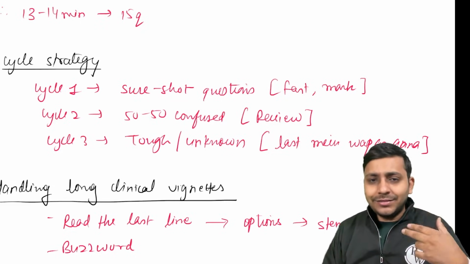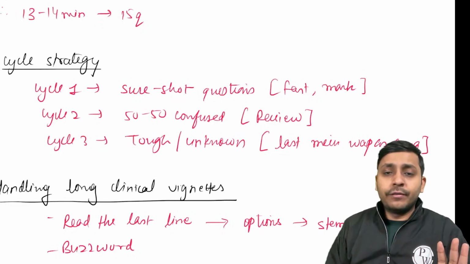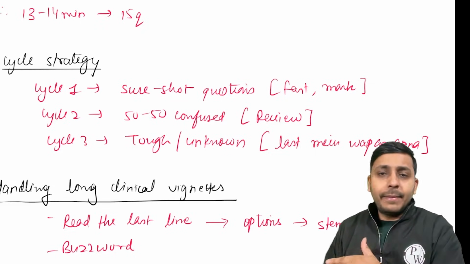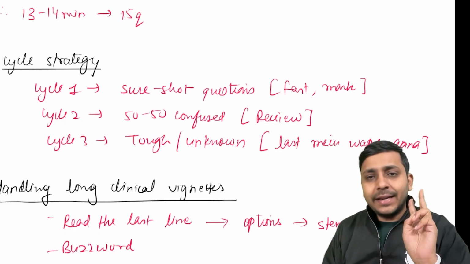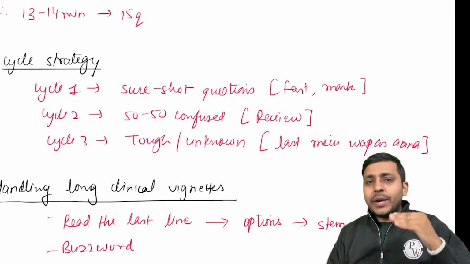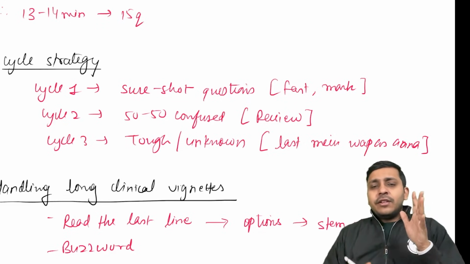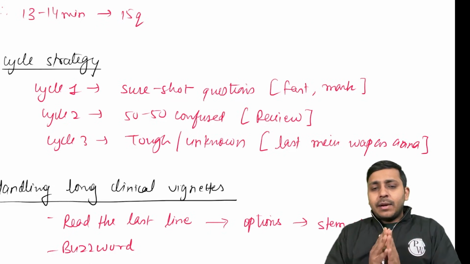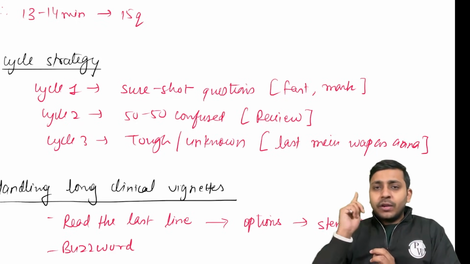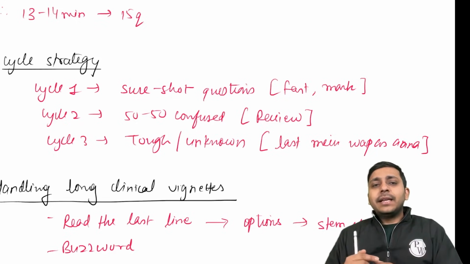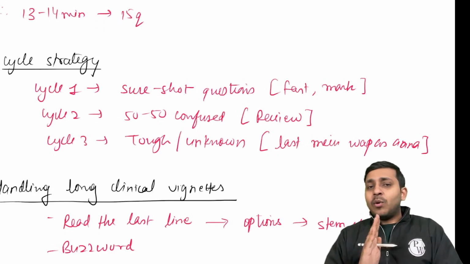This has to be done fast, and don't mark them for review, please. ठीक है, हमें इन पे वापस नहीं आना है. In the cycle 2, we will cover those questions in which you are 50-50%. Like आपको दो options rule out कर दिए, दो option बचे हैं. Now these questions maybe you can mark for review, which you can review later on. And in the cycle 3, you will do the tough questions जिनका आपको idea नहीं है.